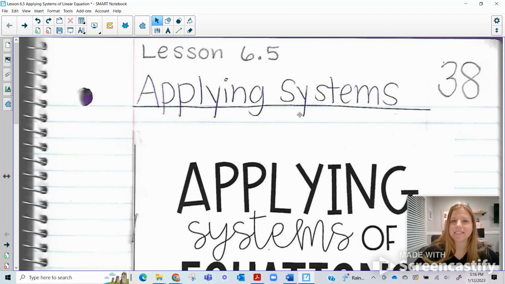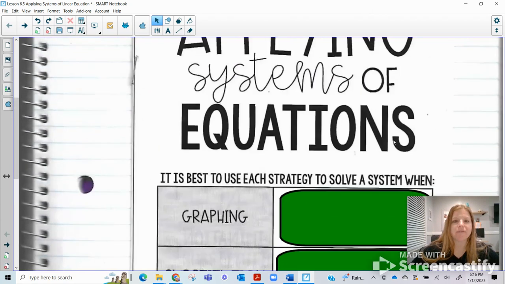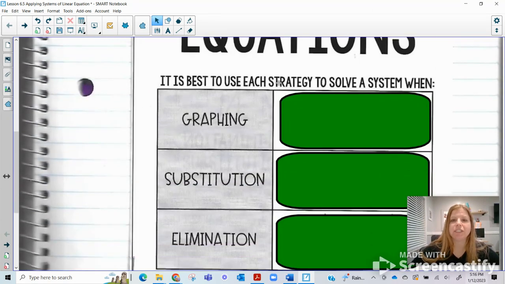Hey guys, welcome to this lesson where today we're applying systems of equations, which is really just us reviewing how do we graph and find the solution, how do we use substitution, how do we use elimination, a little mix of everything. So in this booklet that I have here, it says it is best to use each strategy to solve a system when.